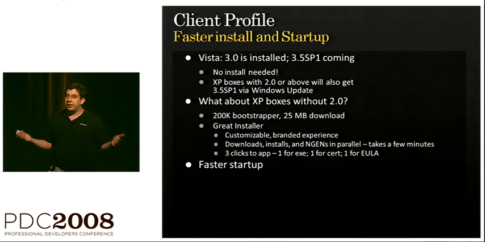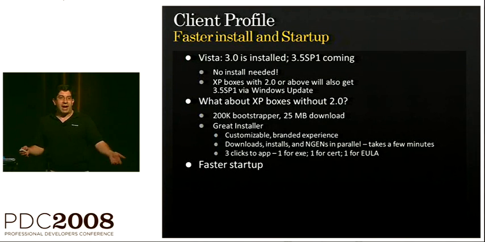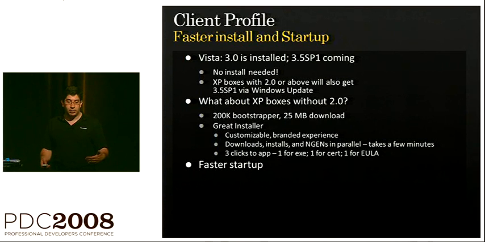So one of the speed issues people have is the install of the framework. It can take a little while. Now, there's nothing faster than having it already there. And as you know, in Vista 3.0 is already installed. And we'll be pushing 3.5 SP1 via Windows Update. So that's great. No install needed on those Vista boxes. Also, XP boxes that already have 2.0 and above, they're automatically going to get 3.5 SP1 via Windows Update. So again, for those boxes, no install experience.